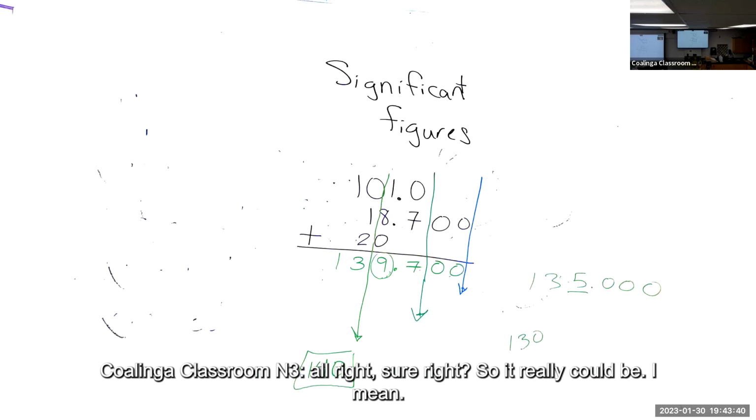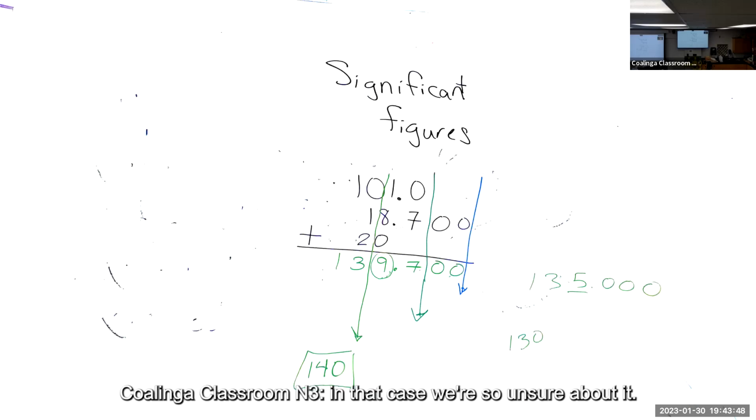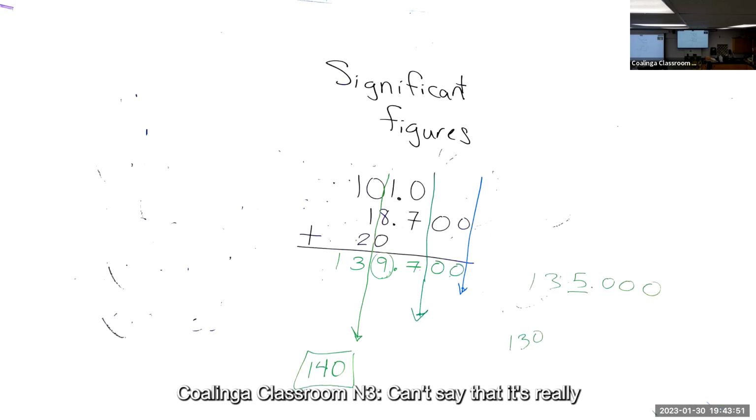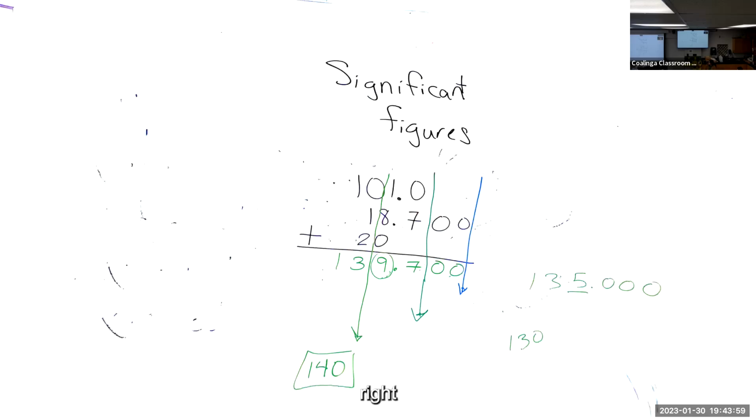So it really could be, because we do all the addition, you can't pay attention to this. Let's say the answer is this, right? Then we're so unsure about it that we can't say it's really closer to 140. So we have to make the assumption that it's closer to 1/3, because of that uncertainty. Does that make sense?